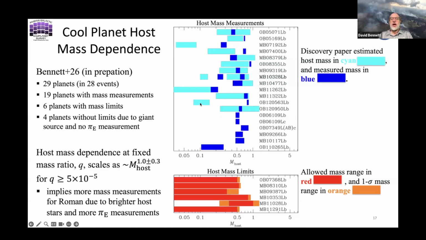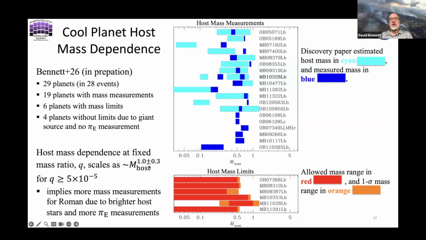Some of these are due to systematic errors in the photometry, ground-based photometry, that weren't discovered until the high angular resolution data was available. Both of these are like that. There's a couple of events that have degenerate solutions. This one does, and this one does too, but the 1 sigma error bars overlap. But anyway, we can use this analysis then to determine what the host mass dependence is given a fixed mass ratio. And we find that it scales as the first power of the host mass.